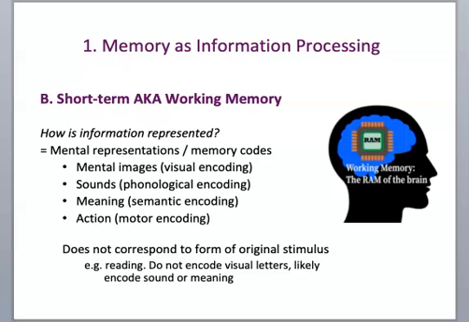It's also important to note that the type of encoding does not correspond necessarily to the original stimulus, which basically means reading. So when you're reading a sentence or a paragraph, you're not simply encoding the visual letters because you're looking at letters. More than likely, you're going to encode the sound or the meaning, right? So there's different ways of encoding things, and it's not necessarily the same way that that information came into our senses. And that's going to make more sense as we go along.